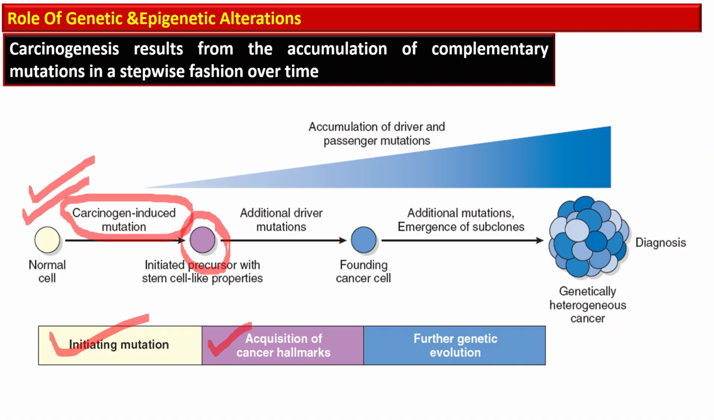cell that has the initiating mutation, and then the mutated cell has acquired some characteristics of a stem cell. It now has the ability to self-renew. It has got the capacity for long-term survival. However, it is not yet fully cancerous.